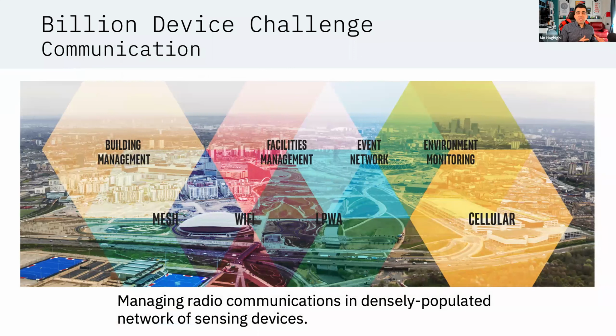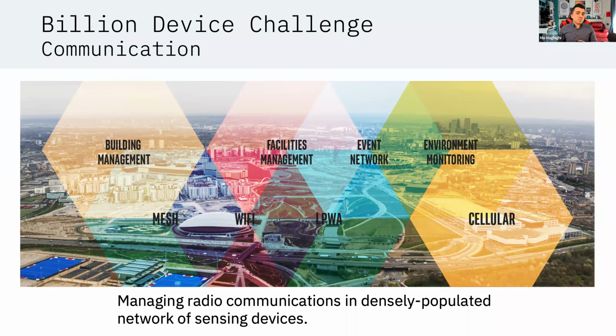And for the billion device challenge, communication was the most important aspect. We wanted to have all these devices out in the field doing various tasks, which I'm going to get to in the next slide. But we had to have a system in place so that all these devices were smart enough to know exactly what medium they had to use for communication. Was it low power wide area network? Was it Wi-Fi, mesh network, cellular communication? And that was one of the biggest challenges we had back then.